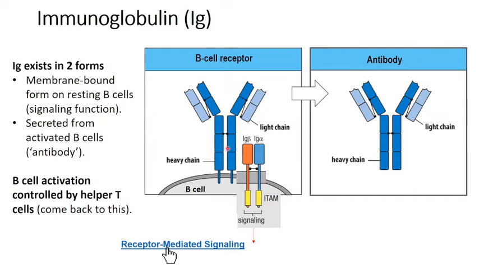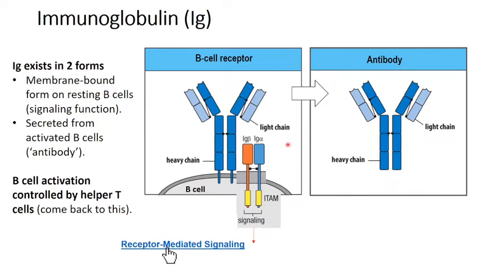There's another form of the receptor, which is the secreted form. You'll notice this one doesn't have any transmembrane domains sticking out the bottom. So this is a secreted form of the B cell receptor, and that's what we call antibody. So the antigen specificity on this B cell receptor and the antibody is exactly the same. It's just that one is a membrane-bound signaling molecule, and the other one is a secreted protein called an antibody.